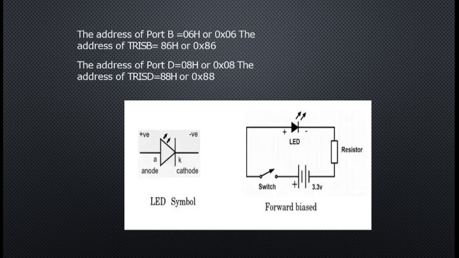And this is the LED symbol. It involves the anode and cathode, with the diode in between, and this one is forward biased, with a switch and resistor, and a power supply is also added.